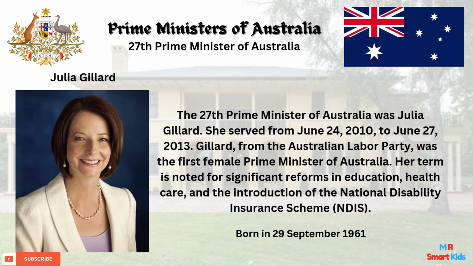The 27th Prime Minister of Australia was Julia Gillard. She served from June 24, 2010, to June 27, 2013. Gillard, from the Australian Labor Party, was the first female Prime Minister of Australia. Her term is noted for significant reforms in education, healthcare, and the introduction of the National Disability Insurance Scheme, NDIS. She was born on September 29, 1961.